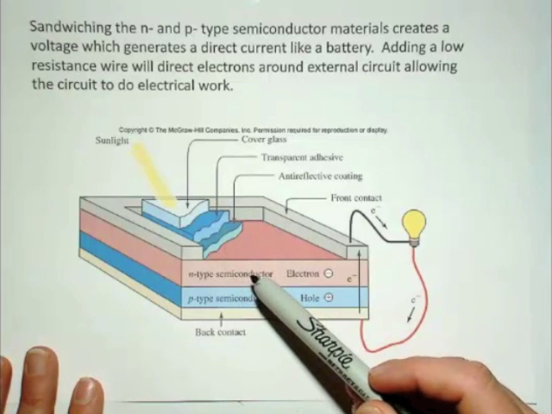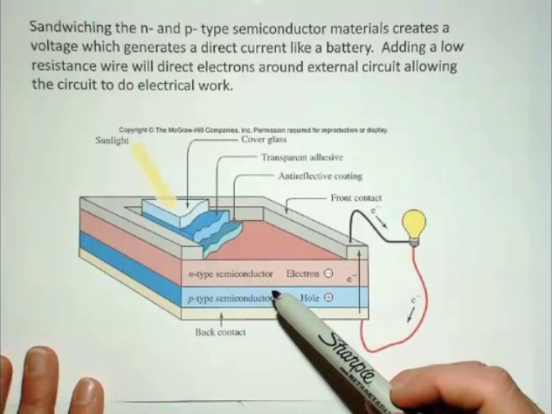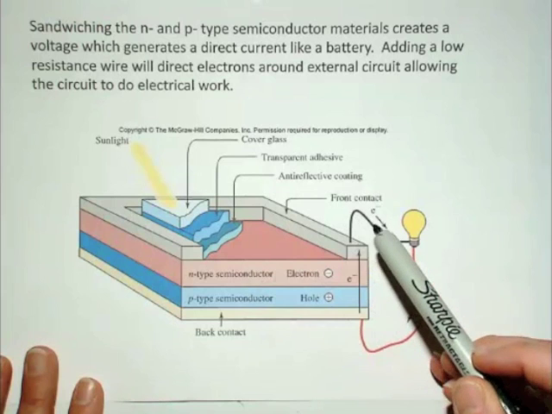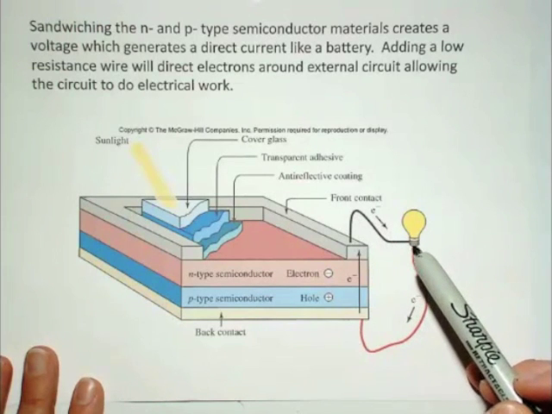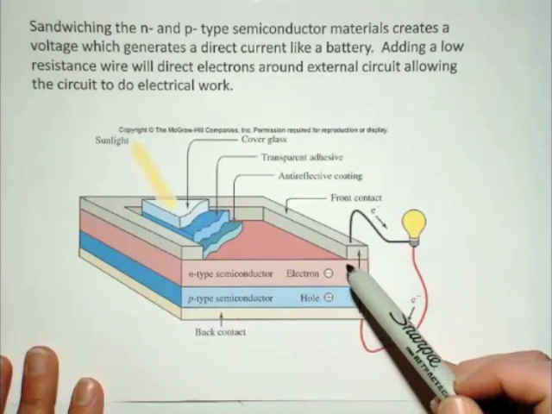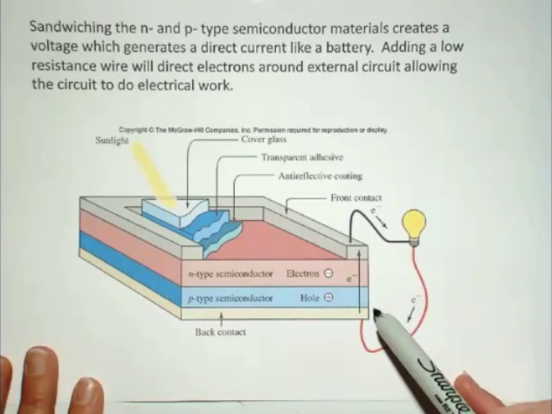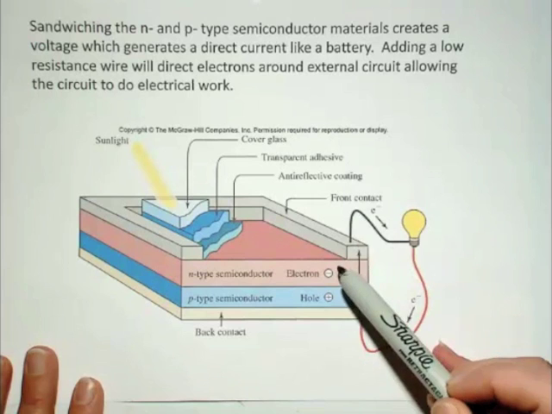Then the sunlight hits the N-type, and gets the electrons moving, and it's easier for the electrons to move through the low resistance electrical wire back around to the positive hole, so it moves the electrons around in this direction. All right, they're circled around in this direction because it's easier to go this way than to go straight the other way.